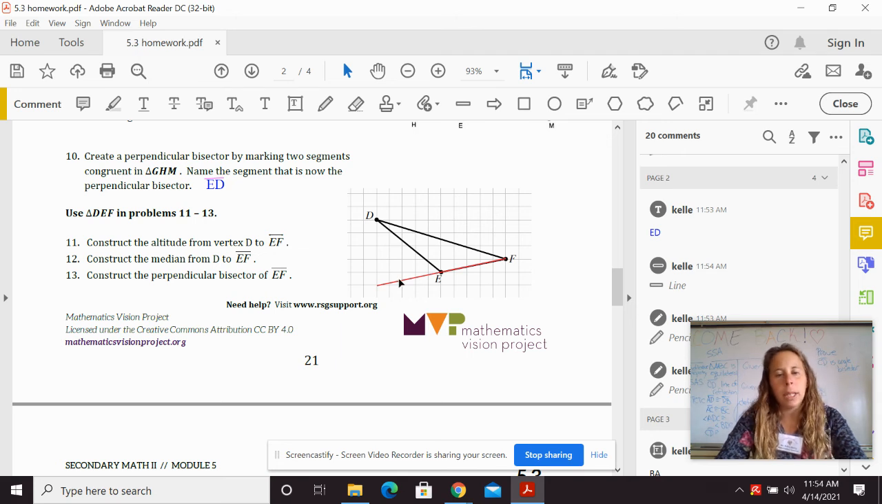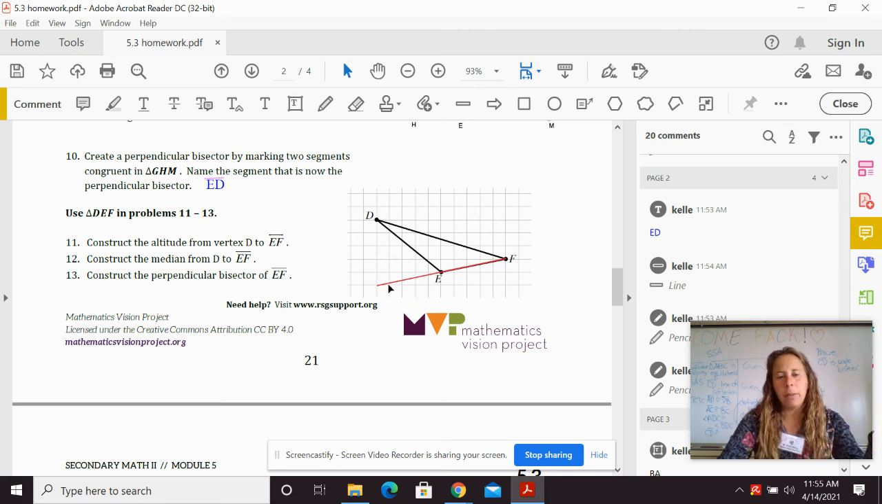Okay, so we're going to extend this side out, because right now if I drew a line from D to EF, that's not going to be perpendicular, right? It has to hit at a 90-degree angle. So what do we know about perpendicular lines? You could use a protractor technically, but what do we know about the slopes of perpendicular lines? I'm trying to think if we went over this last quarter. You definitely had this last year in IM1. Okay, perpendicular lines have opposite reciprocal slopes.